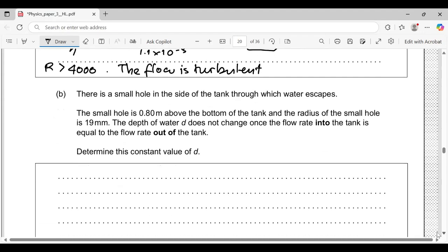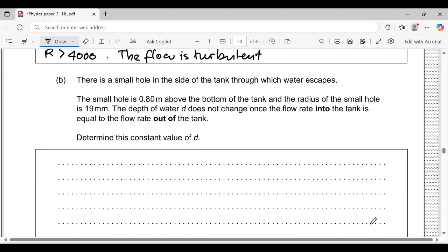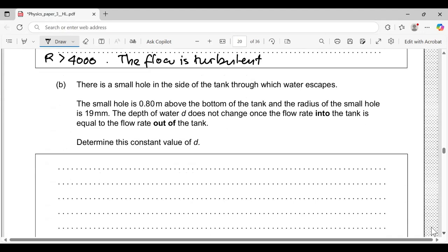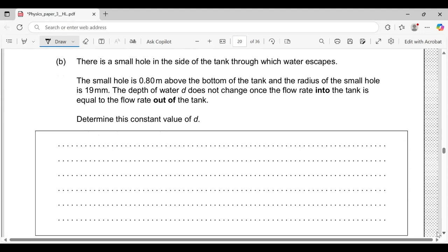Question B. There is a small hole in the side of the tank through which water escapes. This is the small hole. The small hole is 0.8 meters above the bottom of the tank, and the radius of the small hole is 19 millimeters. The depth of water D does not change once the flow rate into the tank is equal to the flow rate out of the tank. Determine this constant value of D.